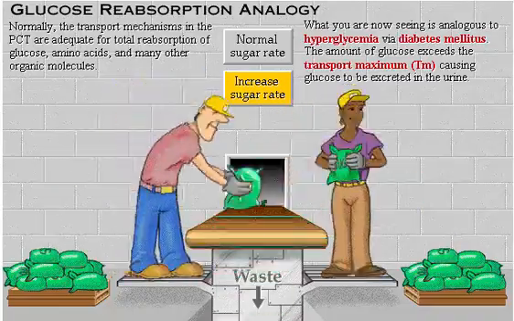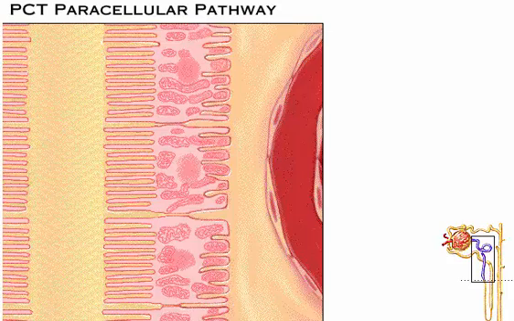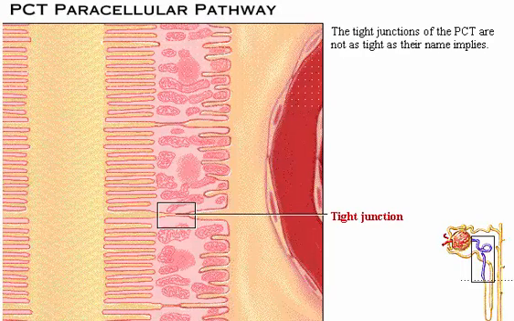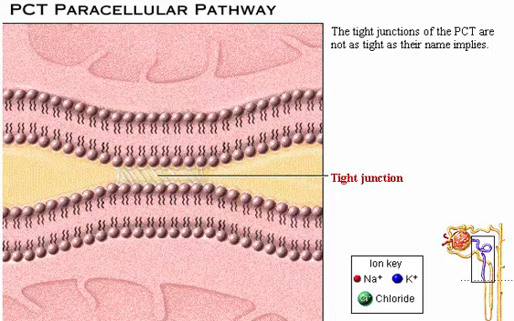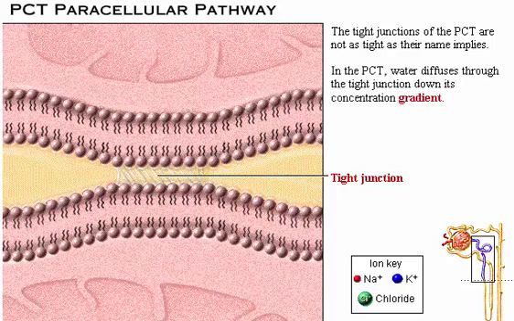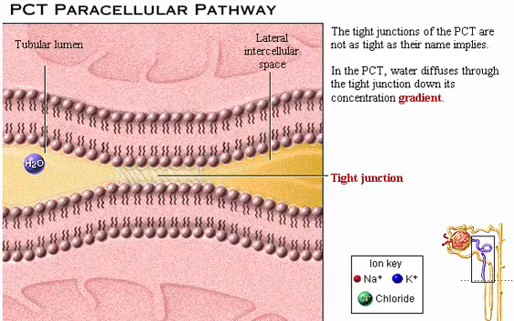The second reabsorption route, the paracellular pathway, uses the small space between cells as a passageway. The tight junctions of the proximal convoluted tubule are not as tight as their name implies. The increased osmolarity of the fluid in the lateral intercellular spaces resulting from sodium-potassium ATPase ion pump activity causes water to diffuse from the tubular lumen through the paracellular pathway.